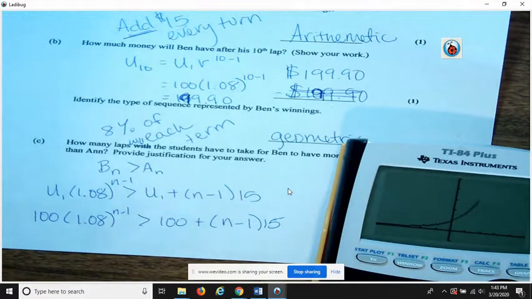There's Ben. Here's Ann. So notice that they start off at the same place, 100. The straight line is Ann. Ann's line is linear. Ben's curve is exponential. Ann is above Ben until this intersection point right here.